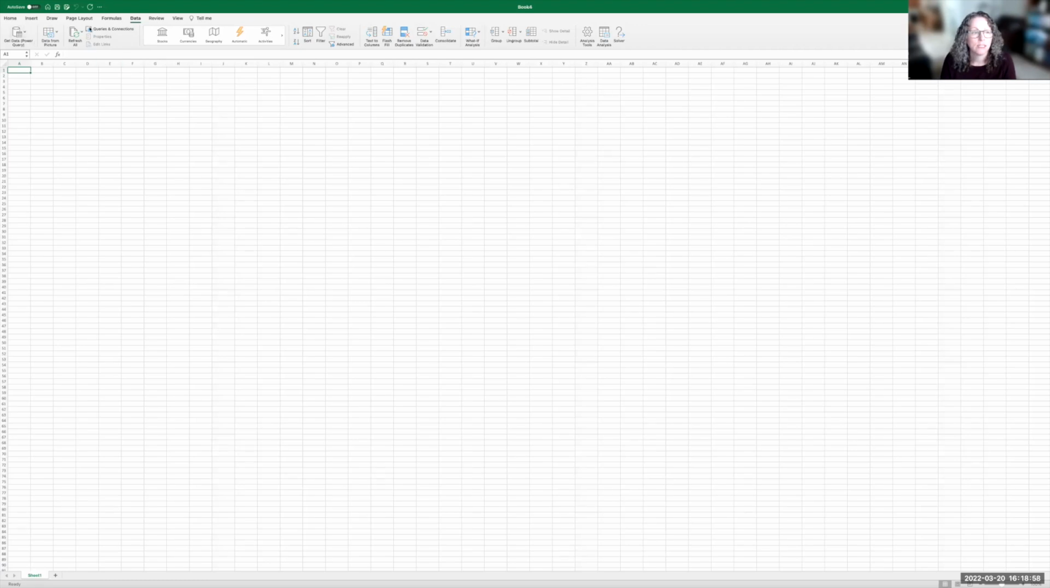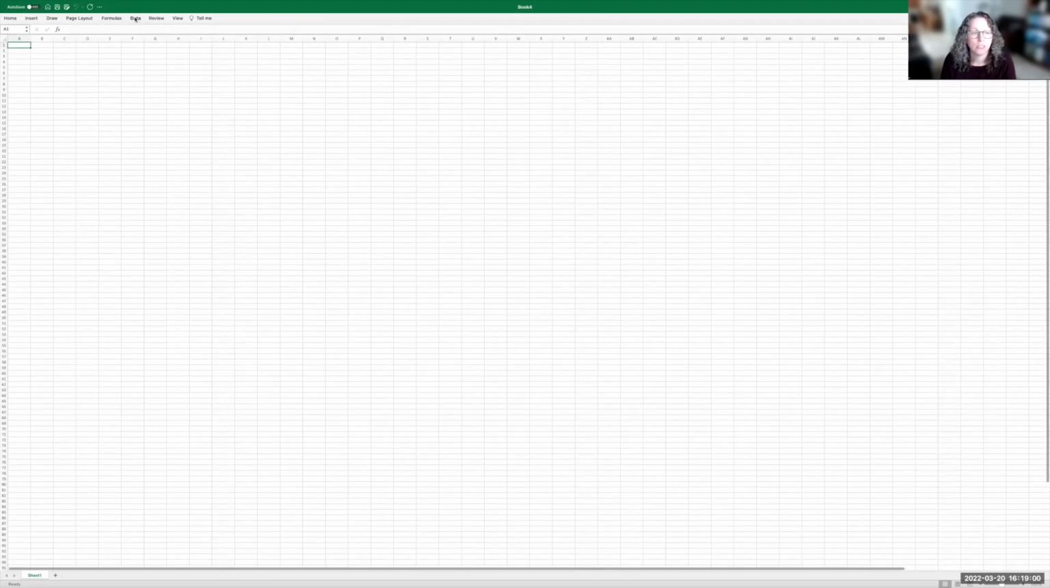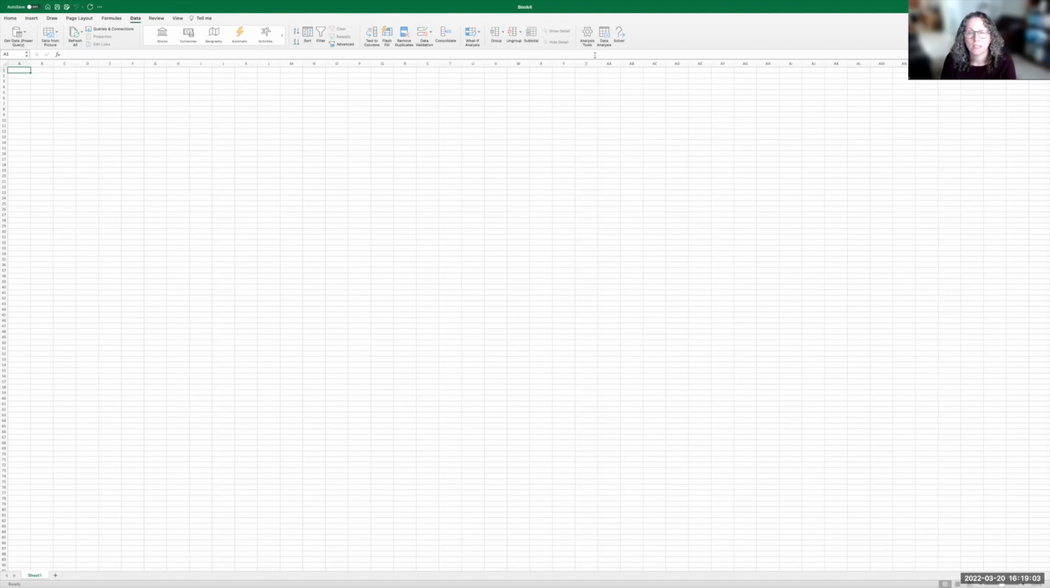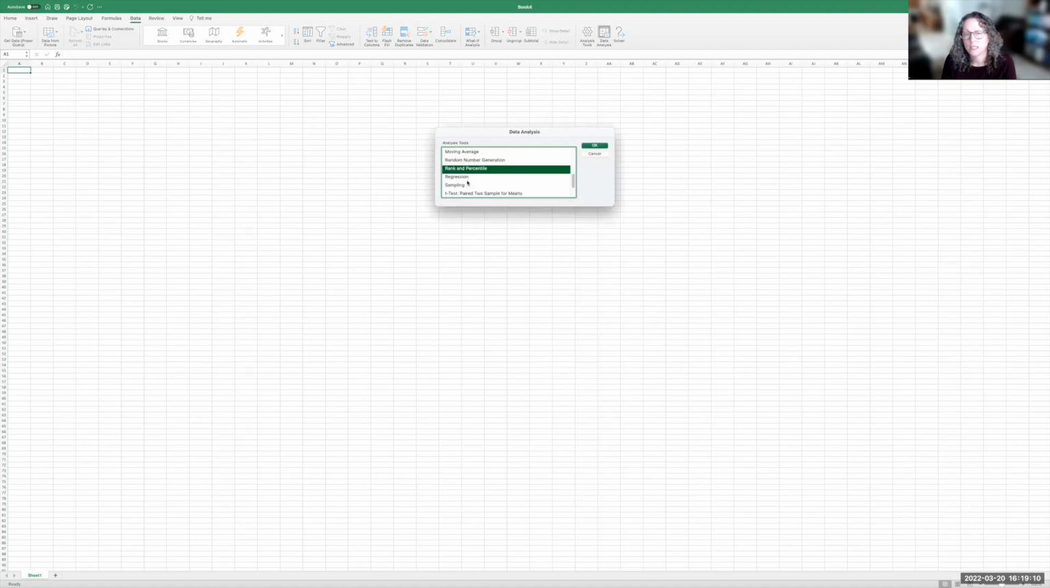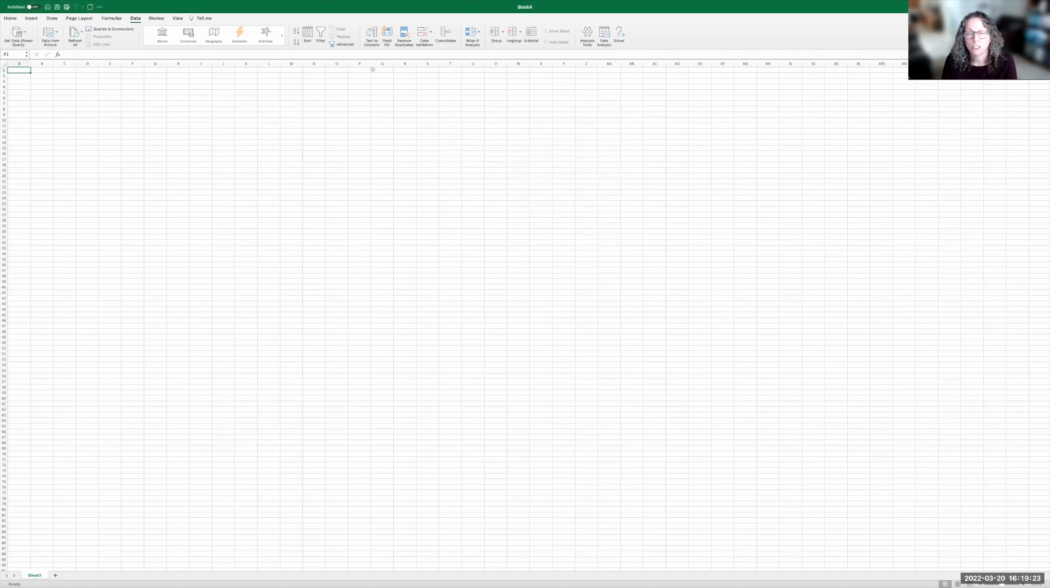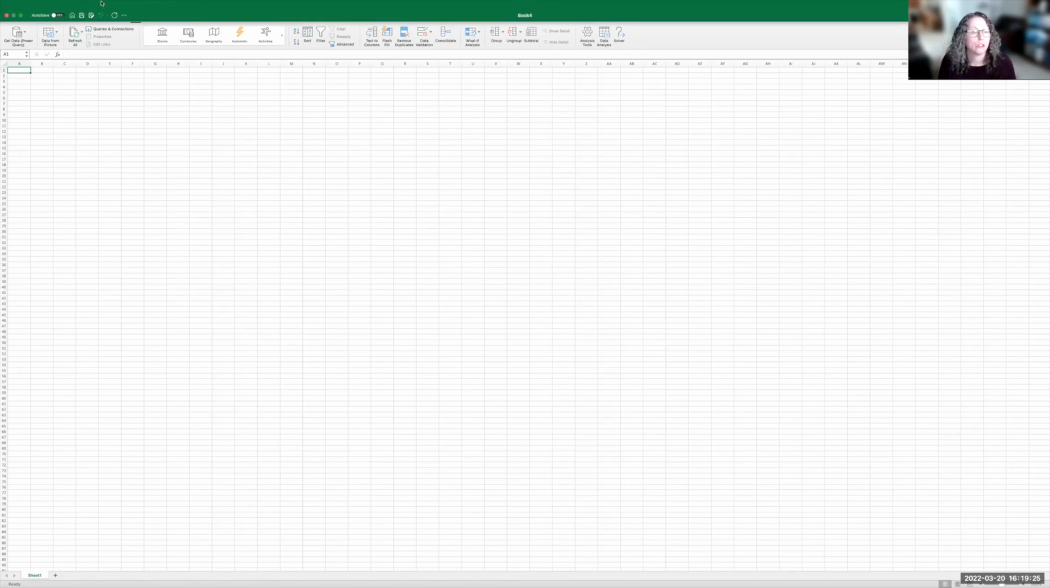So hopefully you can see this, and if you go to the data tab and look to the end here, you can see there's this data analysis button. What it does actually is it gives you all of these statistical options for doing some basic statistical tests. So that's going to be something that's handy to have. I'm using a Mac version, so I'm going to take you through how to look into installing it here. But if you have a different version, that's fine. I'll show you that also.